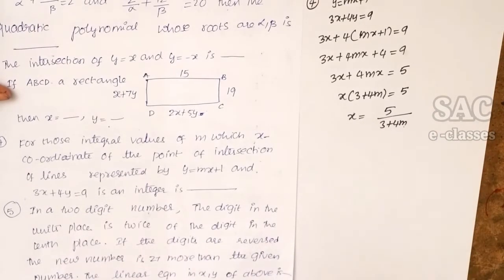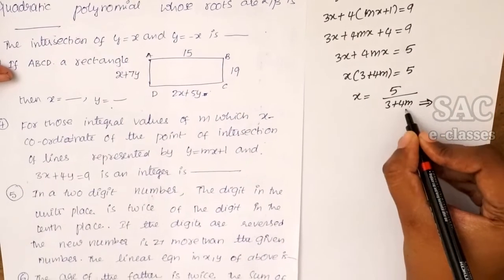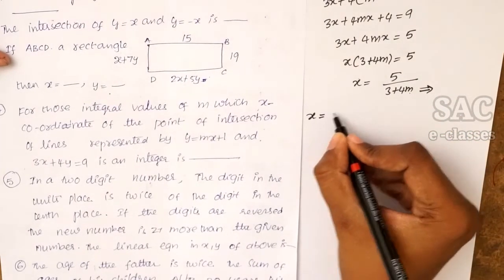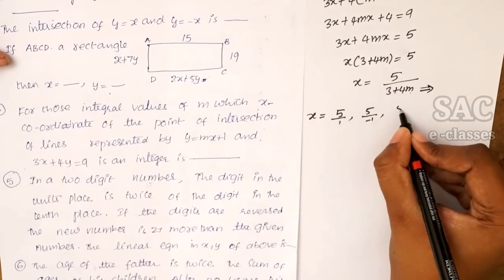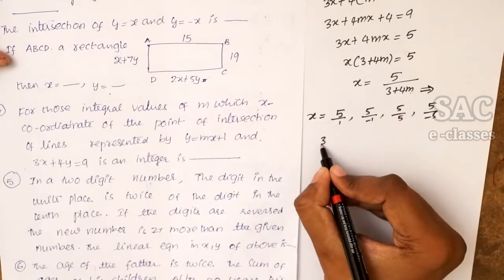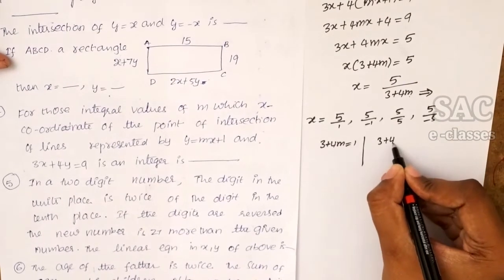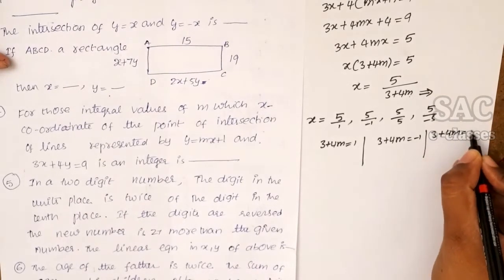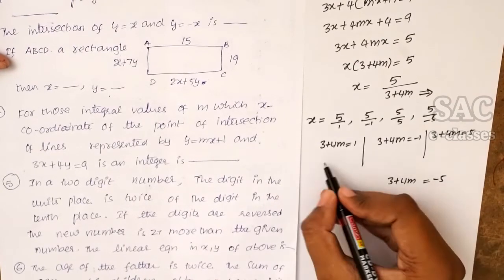By observing this very clearly, they said for what integral values of m the x coordinate is an integer. That means integer means either 5 by 1 it comes, or 5 by minus 1, or 5 by 5, or 5 by minus 5. That means 3 plus 4m may be 1, 3 plus 4m may be minus 1, 3 plus 4m may be 5, 3 plus 4m may be minus 5. Find out the m values.